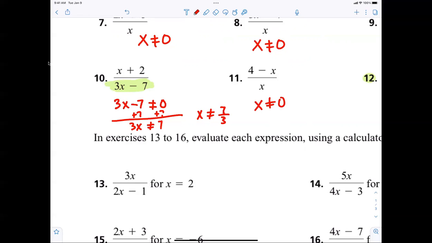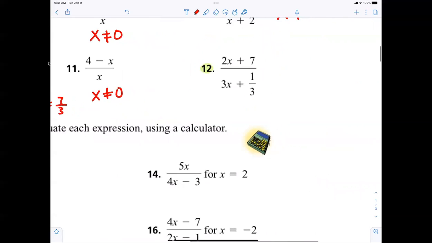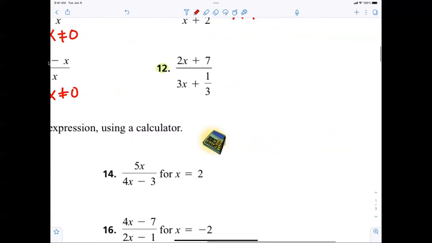All right. Now, number 12 is hard because there was a fraction. But because you just listened, you're going to write 3x plus 1/3 cannot equal 0. So what do I have to do first? Move the 1/3. So 3x cannot equal what? -1/3.